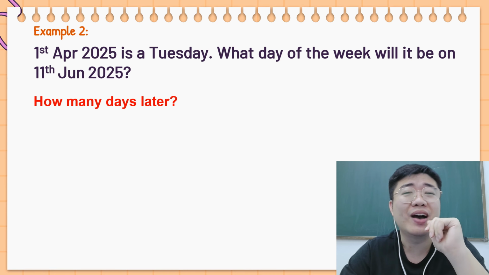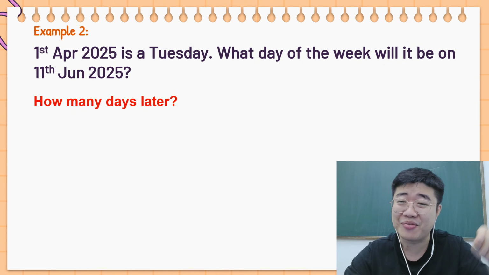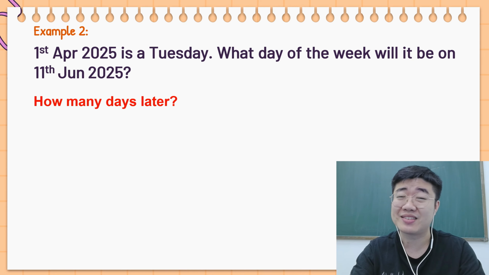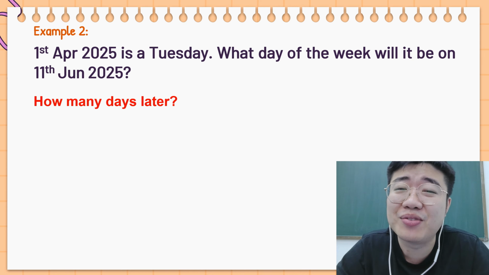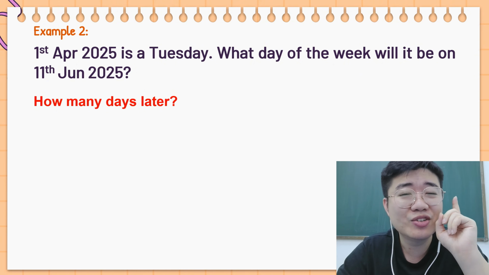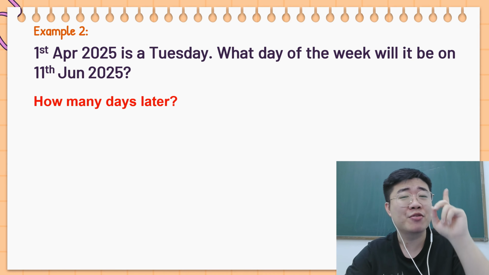Now, how do we find how many days later? Are we going to list down all the dates? 1st of April, 2nd of April, all the way to 11th of June? No, definitely we are not going to do that. So there must be a faster way of doing it. We notice April, May, June. There are 3 months here. So can we check them month by month?